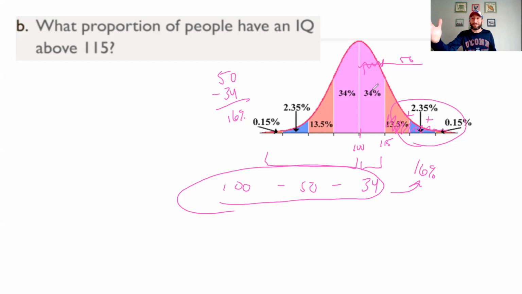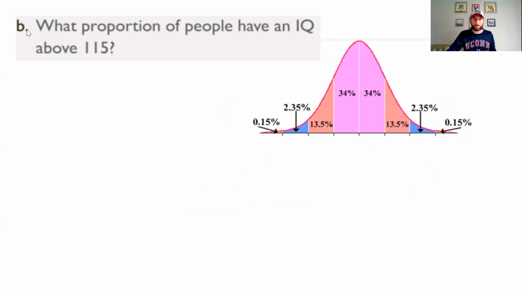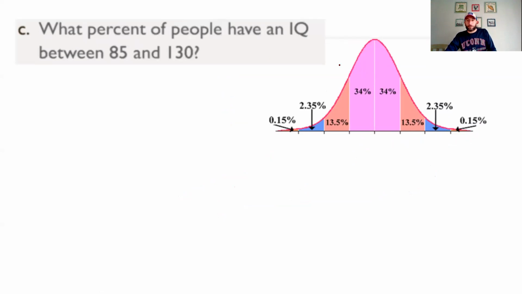One thing I want to point out, of course, this is all about the picture. So it's all about drawing the picture first and labeling. Once we do that, it's pretty simple. And last but not least, between 85 and 130. So 85 was right here, right?